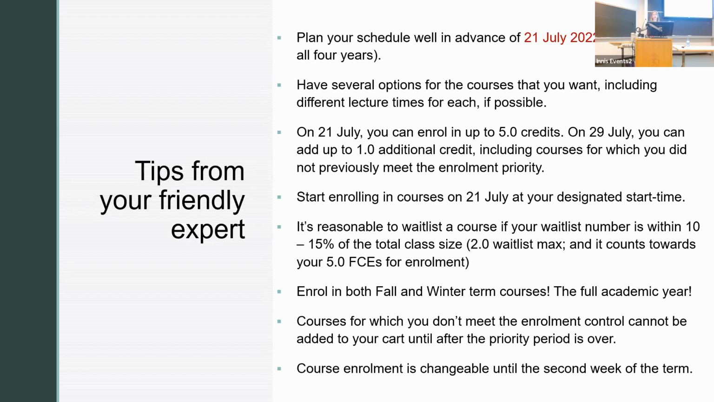On July 21st, note that you can add up to 5 credits worth of courses. After the priority period is over, you can add a 6th. I don't recommend that you take 6 credits worth of courses, but it's useful to maybe add yourself to a 6th course because maybe you're trying to decide between 2 different courses. So you add yourself to that 6th course, and then you attend the lecture for both of them the first week or 2, and then decide, oh, I'm actually going to choose this one, and then you drop the other one. Start enrolling as close to your enrollment time as possible.